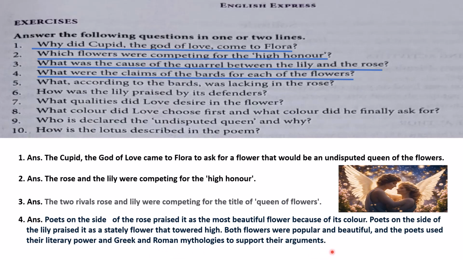their arguments. See, they are scholars, so they used their literary power, they took words from Greek mythology, they took characteristics from Roman mythology. Psyche is a Greek mythology character, students, and Love and Flora are from Roman mythology. So they took all these words and the needed information, and they were supporting rose and lily.